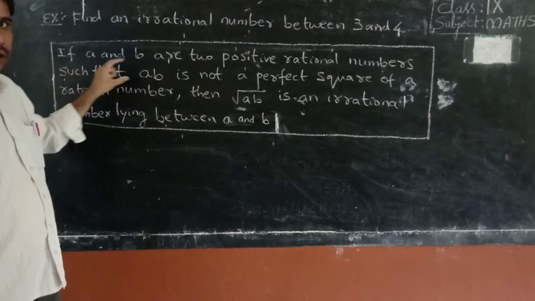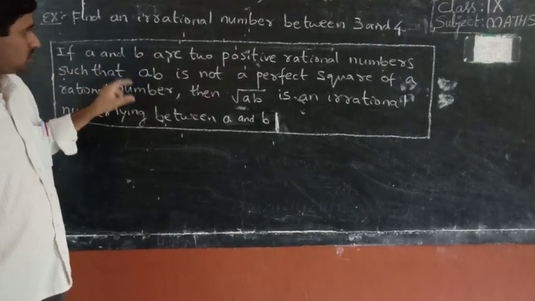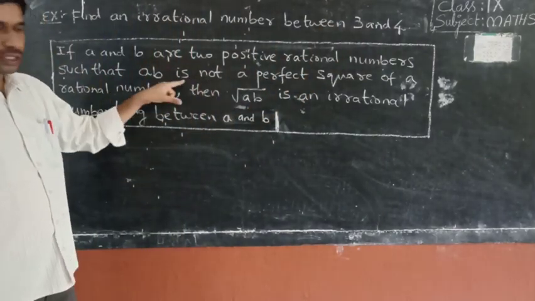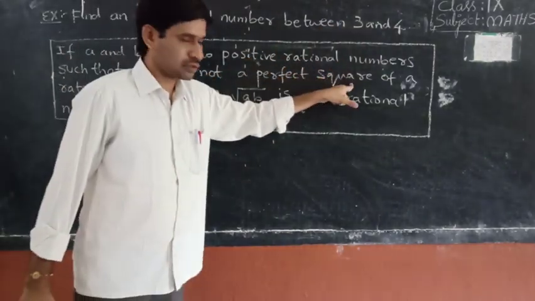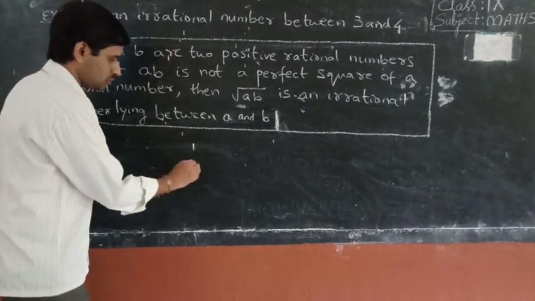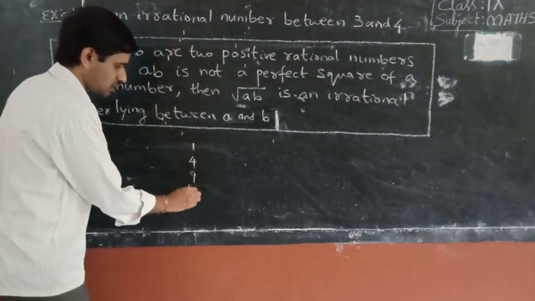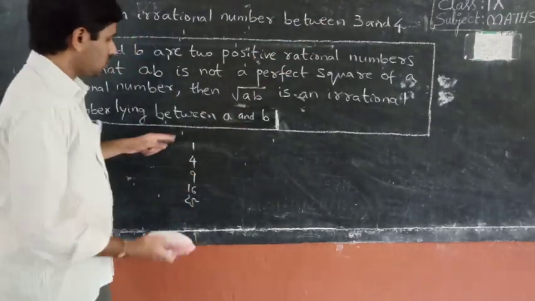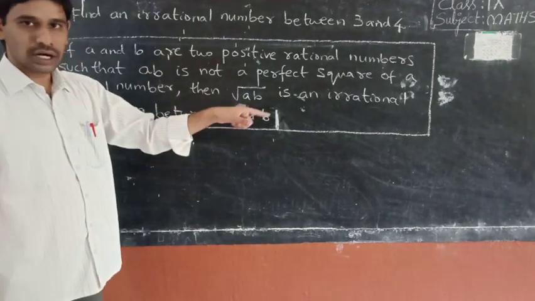Such that AB, that means A into B. You have to multiply these two numbers, A into B. If it is not a perfect square, you know the perfect square numbers: 1 square 1, 2 square 4, 3 square 9, 4 square 16, 5 square 25. We multiply these two, and the result is not a perfect square.